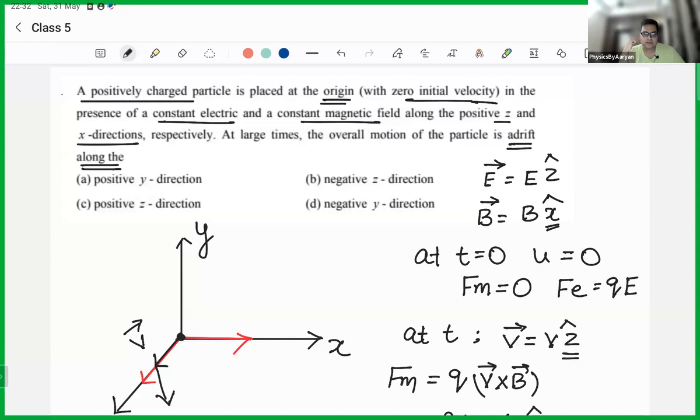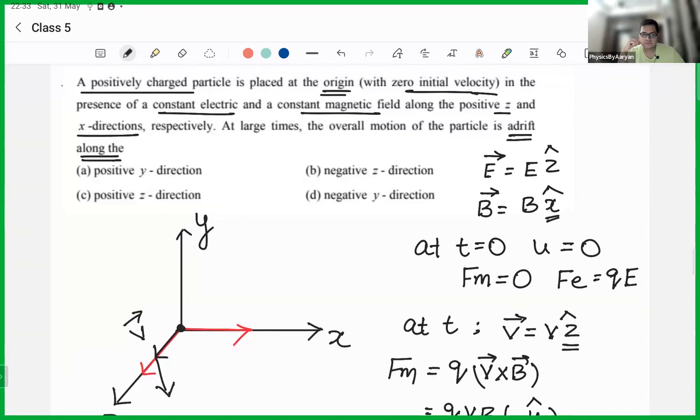Yeah, try to answer. Positive Z direction. Okay. What else? Positive Z. Because of E, it is drifting along positive Z, due to the electric field in the Z direction. Okay.